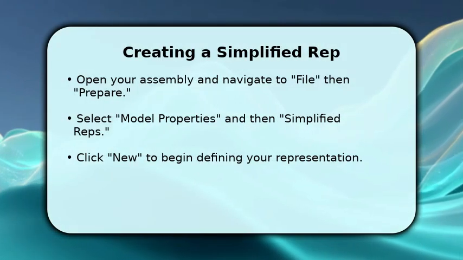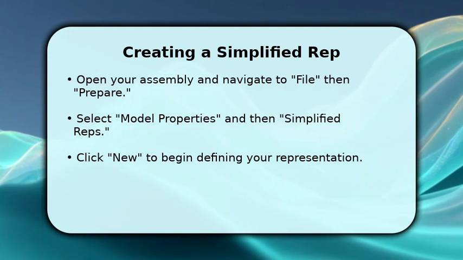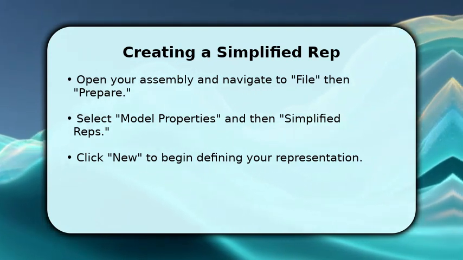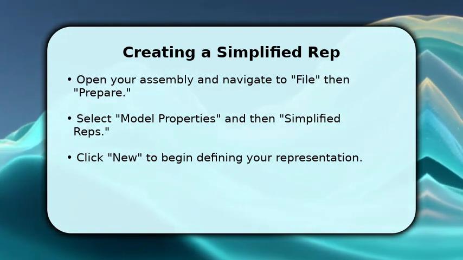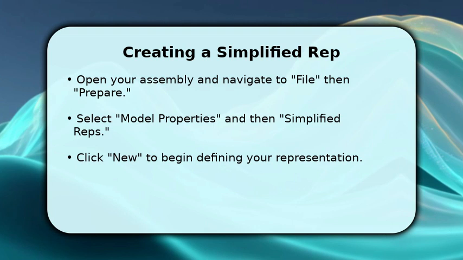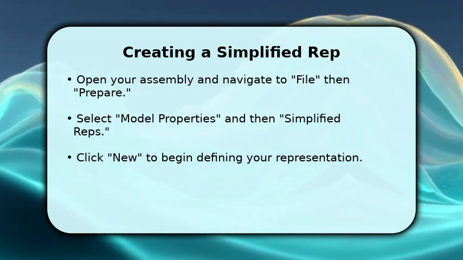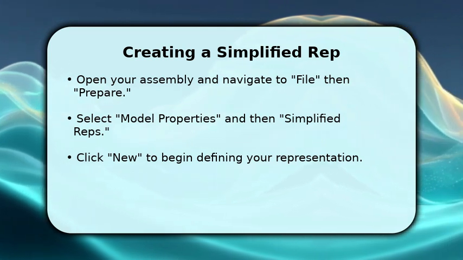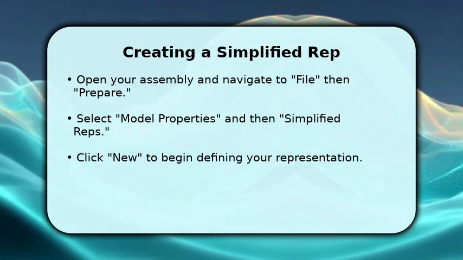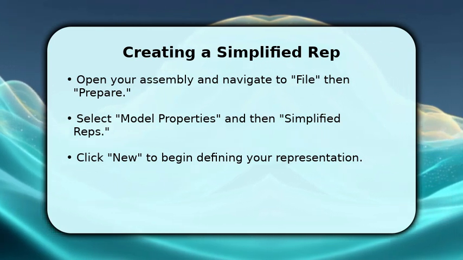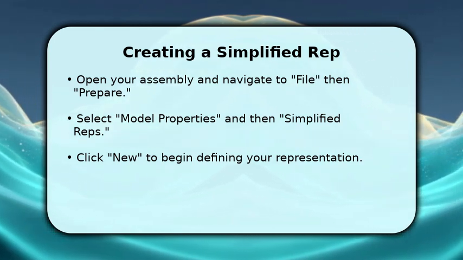To start, open your assembly in Creo. Go to the File menu, then select Prepare and choose Model Properties. In the Model Properties dialog, you will find the Simplified Reps section. Click the New button there to create a new simplified representation. This initial step sets the foundation for optimizing your assembly's performance.